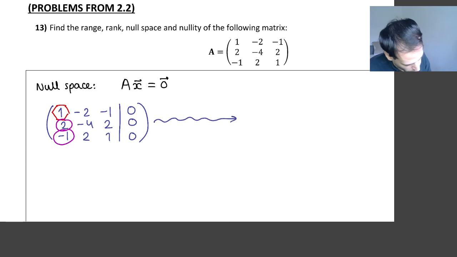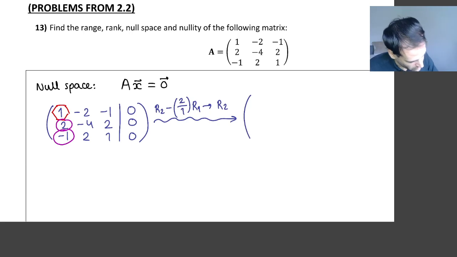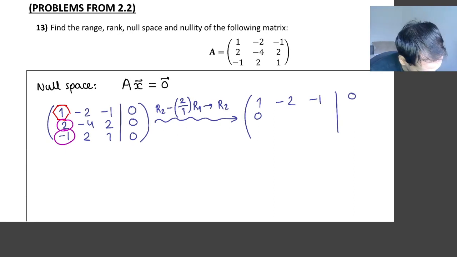So the first Gaussian step, we want a 0 here. Therefore, we are going to do row 2, where we want the 0 to appear, minus the ratio between the thing we want to be 0 and the pivot we are using to create that 0. So 2 divided by 1 times row 1, and this goes into row 2. Okay, so what is the result? So 2 minus twice the row 1. So 2 minus 2 is 0. Minus 4 minus twice the row 1.